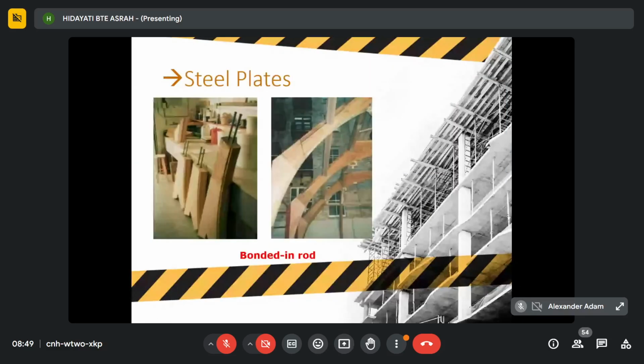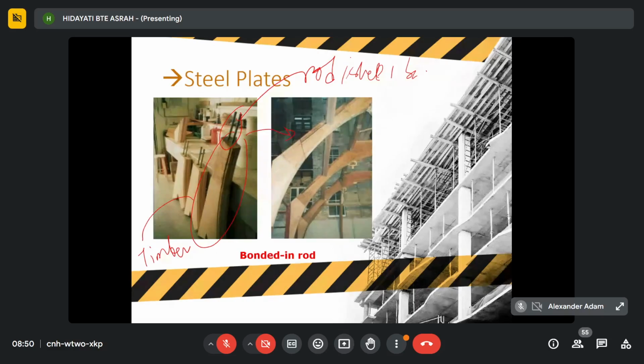And here are the steel plates, where rods or bolts are bonded into timber. You can see here this is a rod or steel bar. They combine it with timber using adhesive, high strength glue, to produce a concealed timber connection. This one is also for frames.